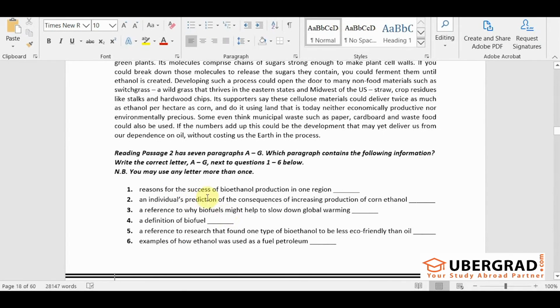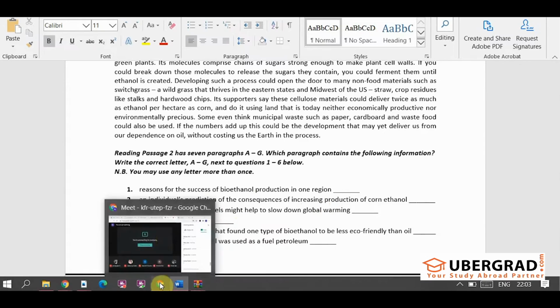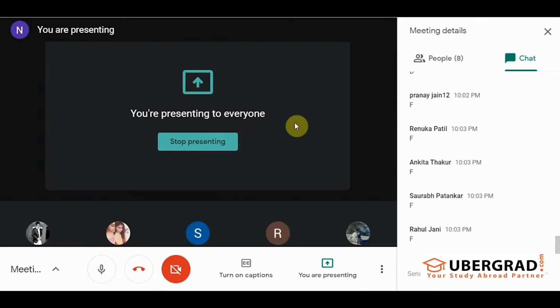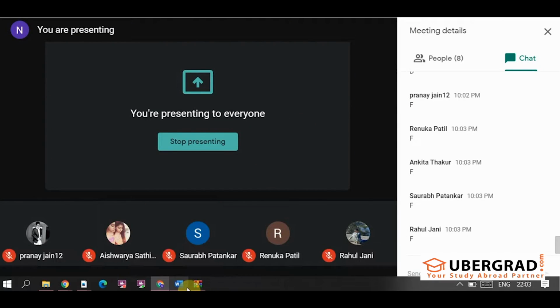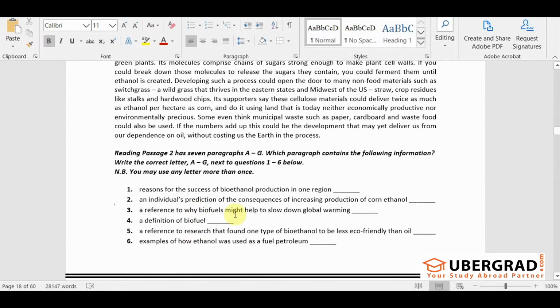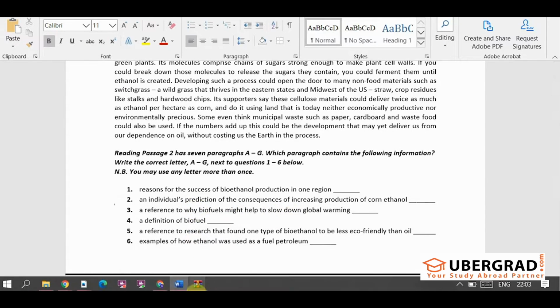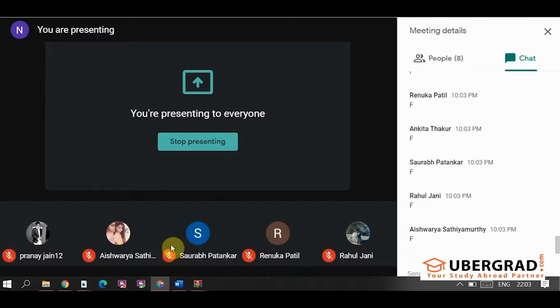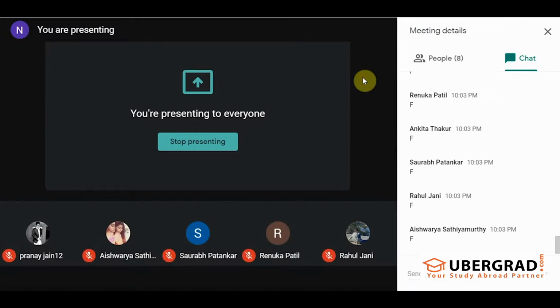Now, an individual's prediction of the consequences of increasing production of corn ethanol. Where was this? F, right? What will happen when the corn bioethanol? Good, good. A reference to why biofuels might help to slow down global warming. So, where were we talking about the effects on atmosphere and all those things? What good will it do?